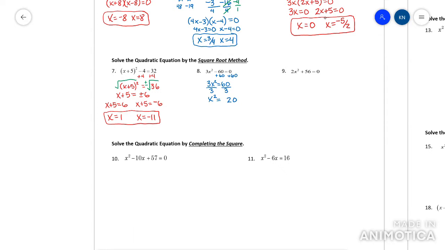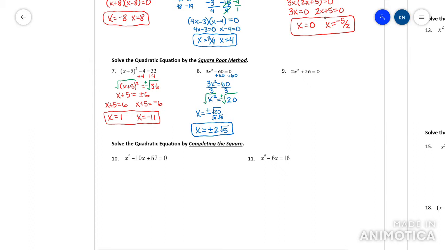Now that it's by itself, this is when you square root. Don't forget plus minus. So you get x equals plus minus root 20. Root 20 breaks down to be root 4 times root 5, so it's really 2 root 5. So my answer here would be x equals plus minus 2 root 5. Like this.